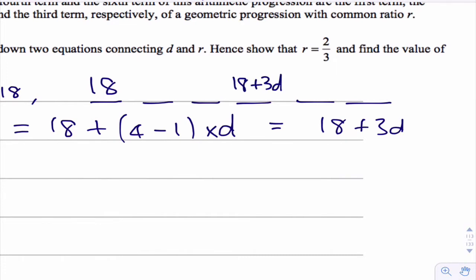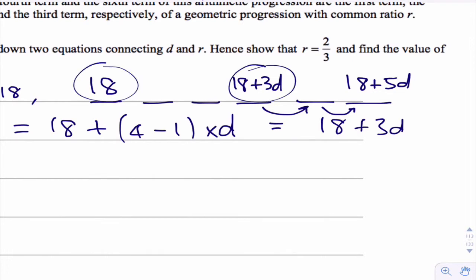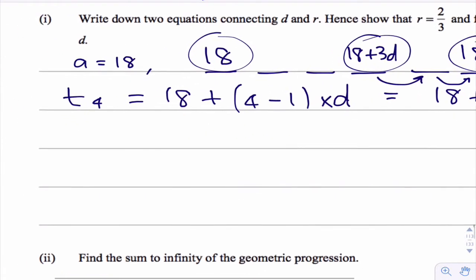And you could go through that process again, or you could realize that we're just adding on d to get that term there, and adding on another d to get that term there. So this is going to be 18 plus 5d. That's going to be the expression for the sixth term. So they are our three terms there that form the first, second, and third terms of this geometric sequence.